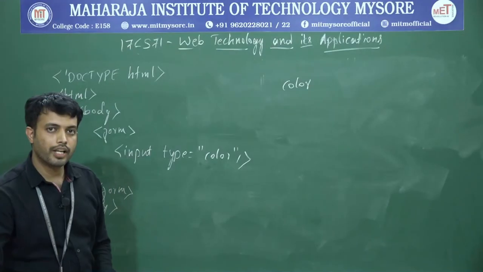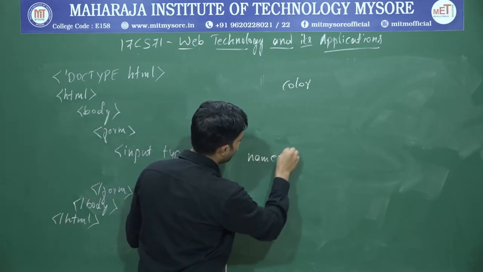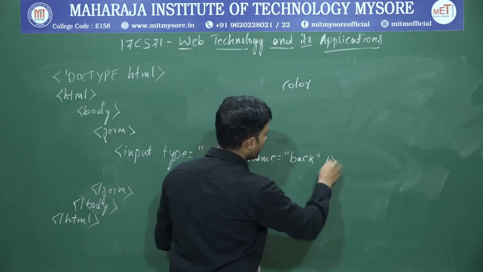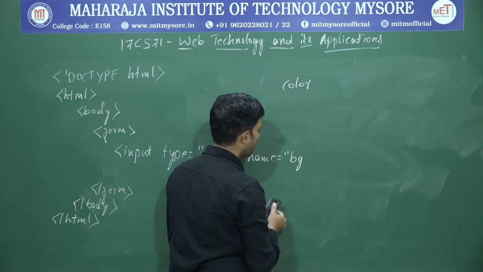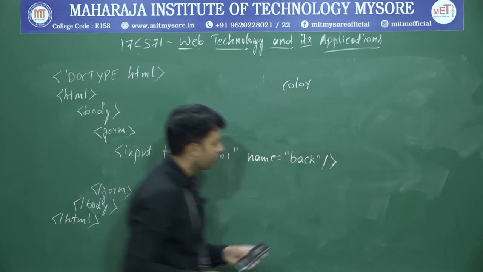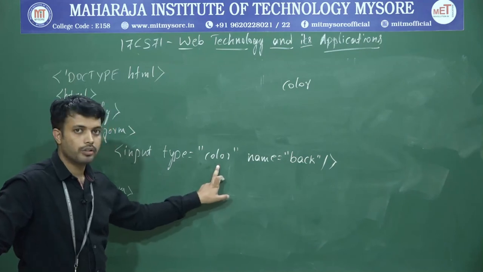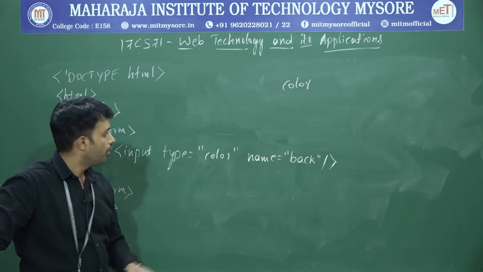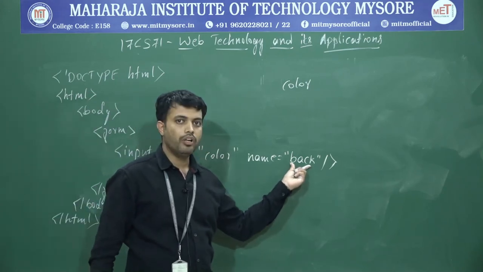We can store that somewhere, like this: name equal to, within double quotes I will write it as back, background or back, like that. Here BG color is inbuilt. Now what is the type? Color, so that you can see there is a box, so that we can select any color from it. Whichever color you select will be stored in the variable called back.